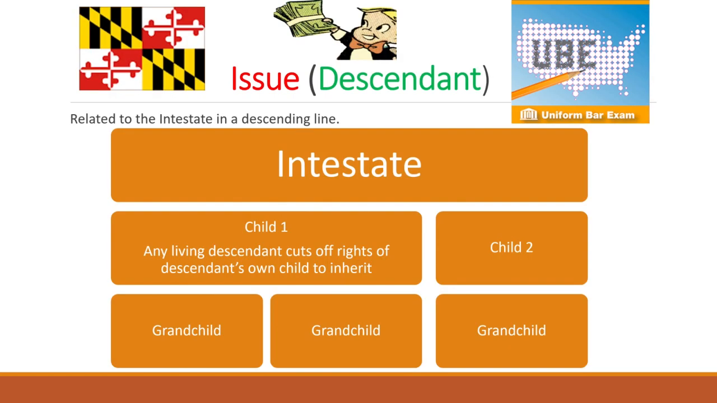All right, so descendants, we're looking at somebody related to the intestate in a descending line. If child one is alive, then neither grandchild that are descendants or issue of child one will inherit. So any living descendant cuts off the rights of the descendant's own children to inherit. So the only way grandchildren will inherit is if their parent, the intestate's child, has predeceased the intestate or did not survive by the 30 days in Maryland or the 120 hours under the UPC.